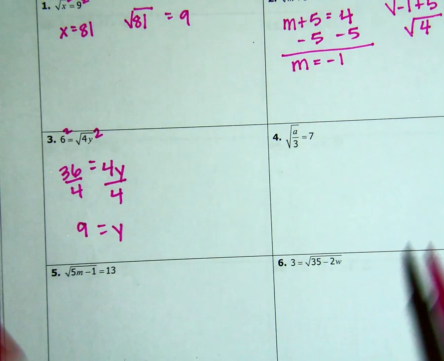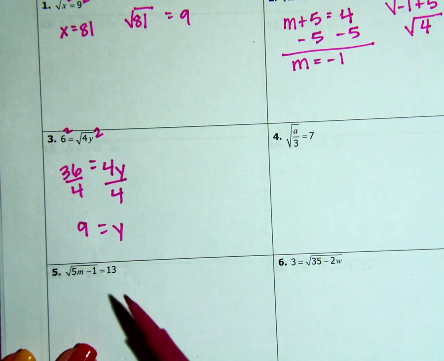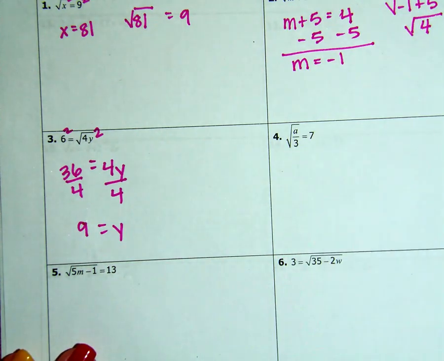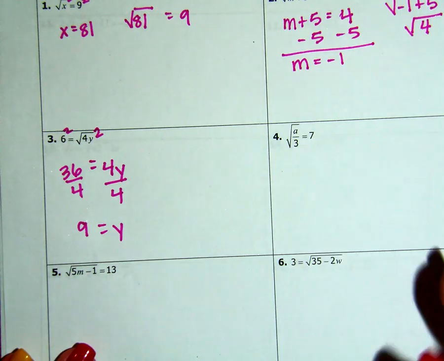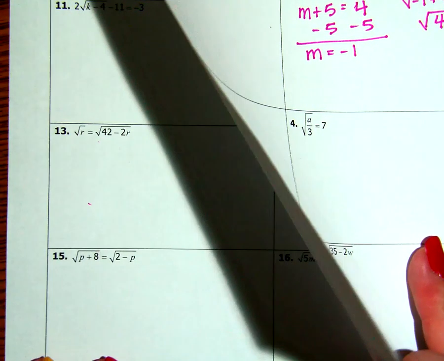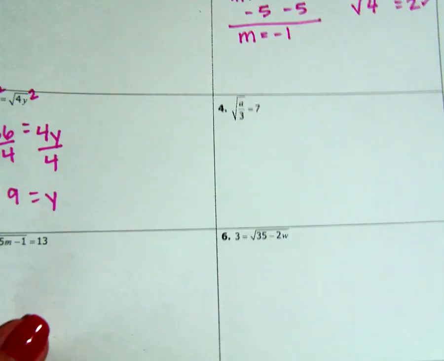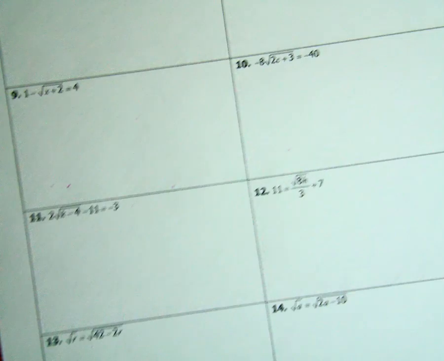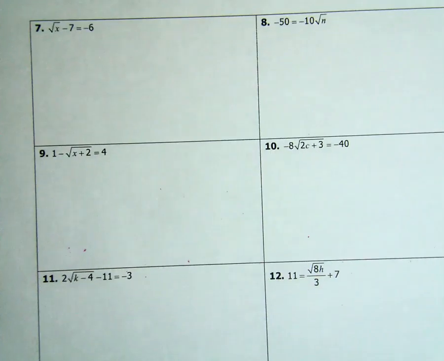Okay, the rest of this is just kind of different operations, and all the radicals on the rest of this page are all by themselves. So let's go ahead and take a look at the back of this. Let's take a look at number 7.